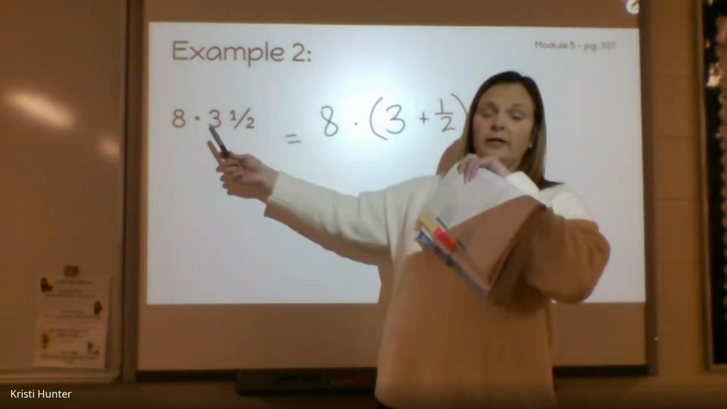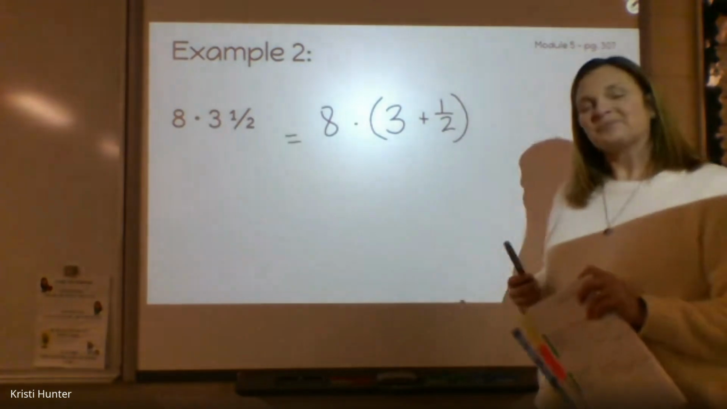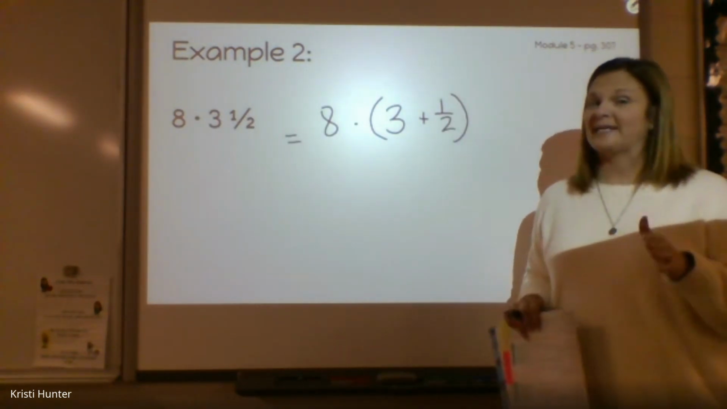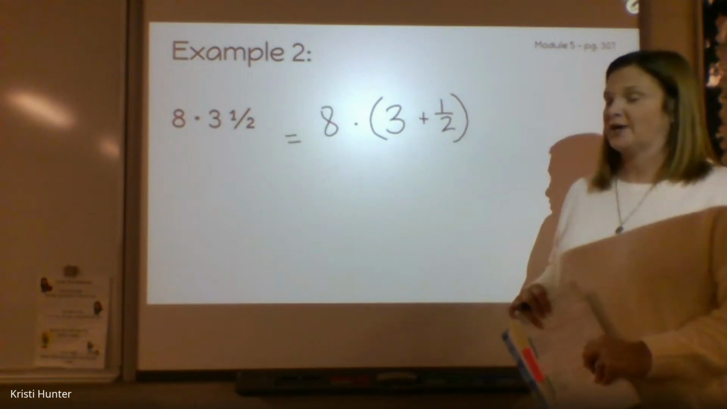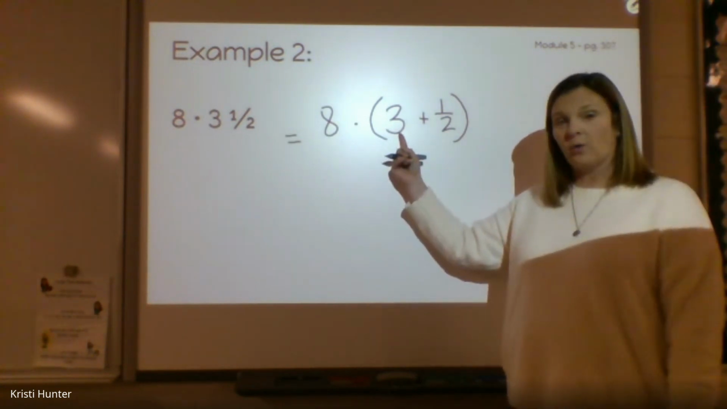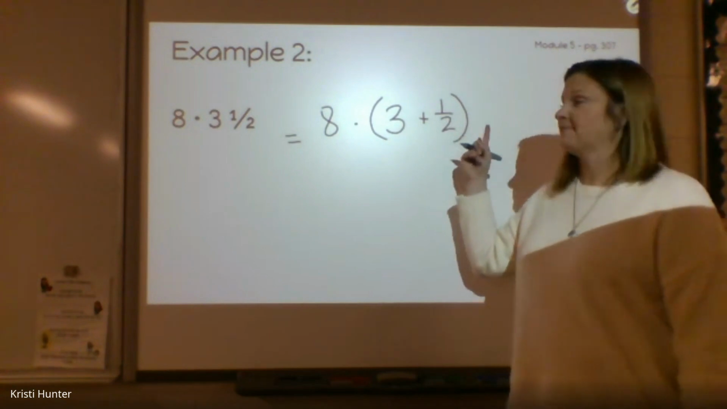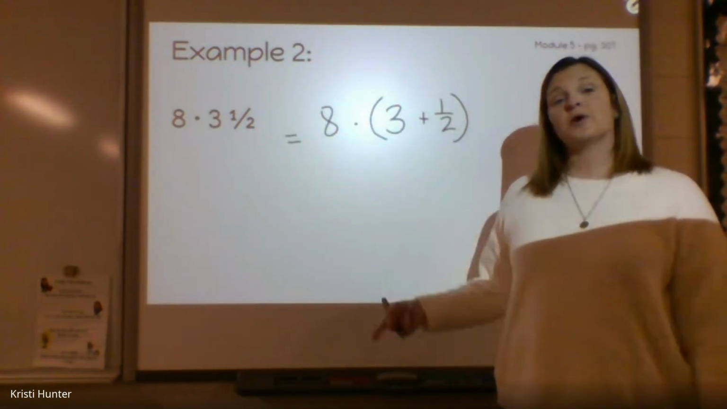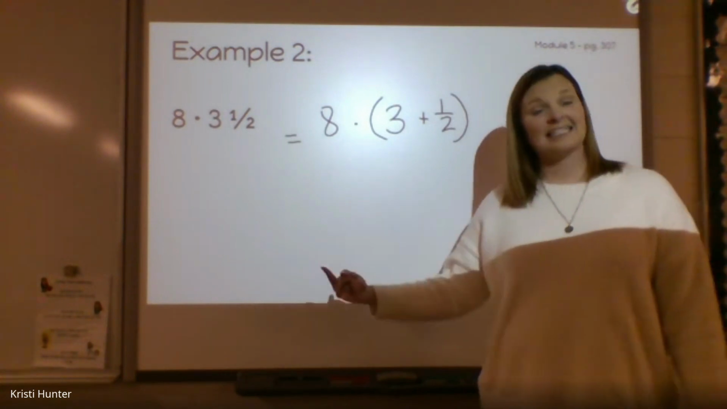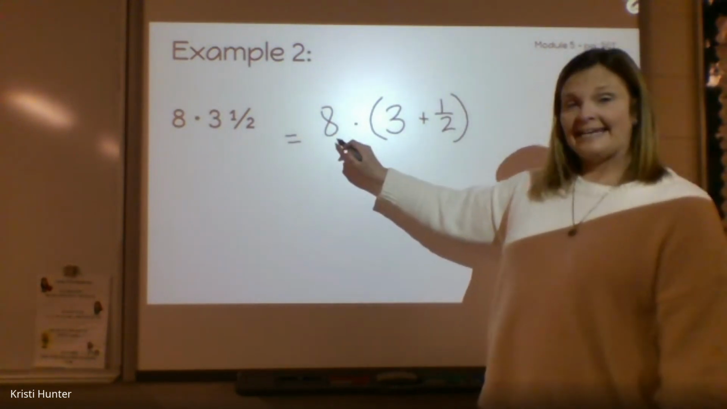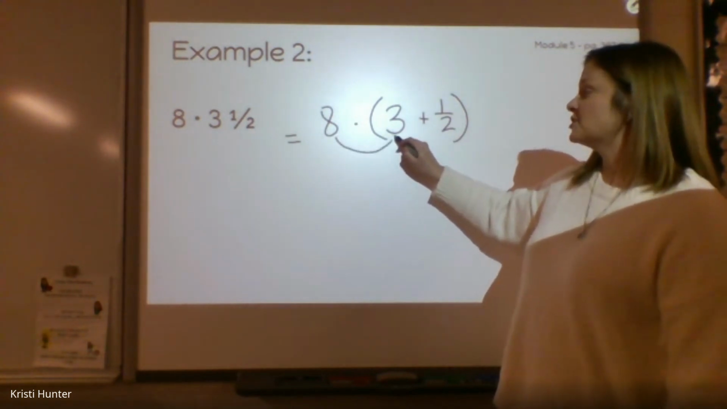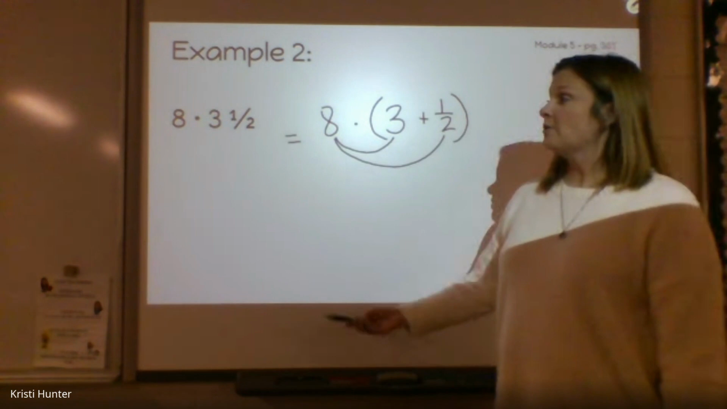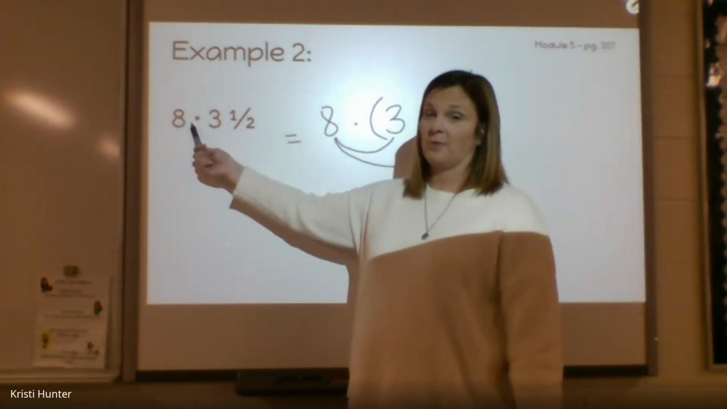I'm adding, excuse me, to get 3 1/2. I'm not multiplying because that would give me a very different answer. But I have 3 whole plus another half. I have 3 1/2 of something. So this is going to work the same way as that last problem did. 8 is going to have to be distributed to each of these numbers. And notice, it's a multiplication problem.